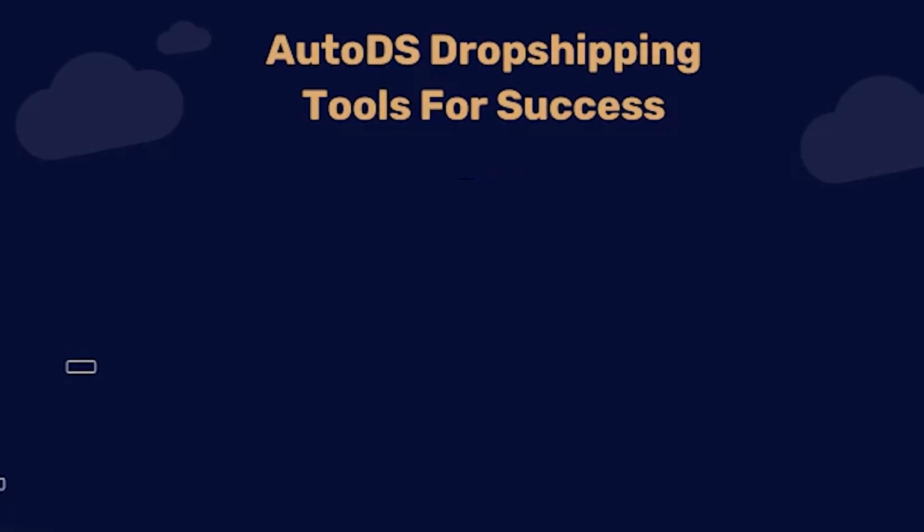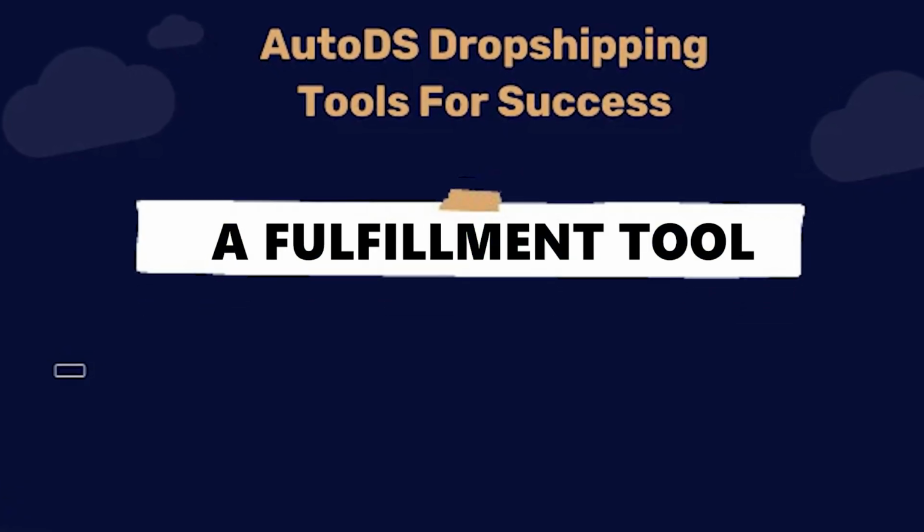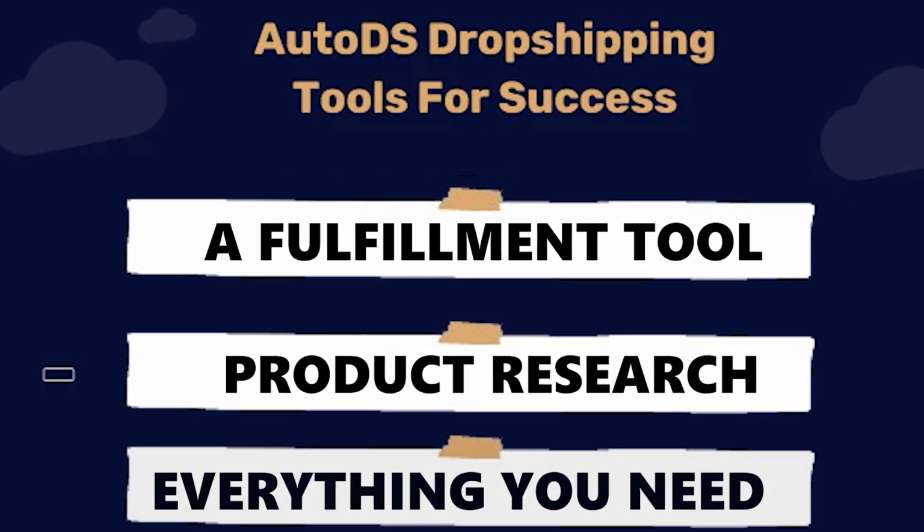If you don't know what AutoDS is, it's a fulfillment tool as well as product research. It has everything you need to dropship. So this is a tool I always use in order to fulfill my orders, find suppliers, all of that. It makes it so simple and easy.